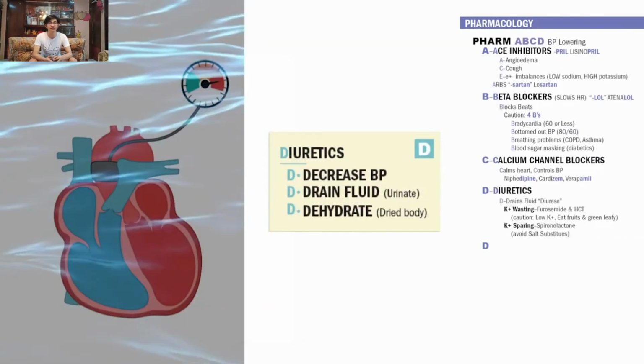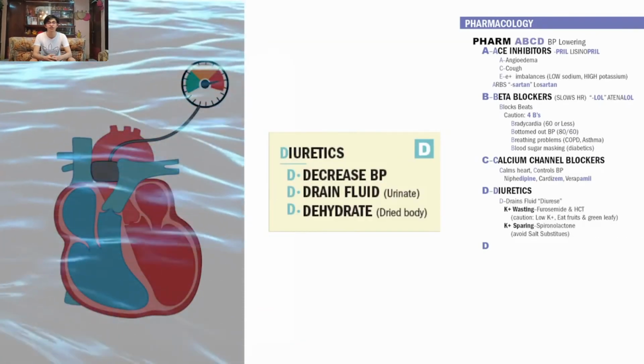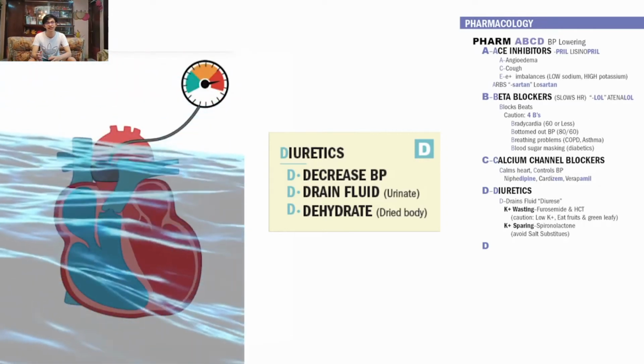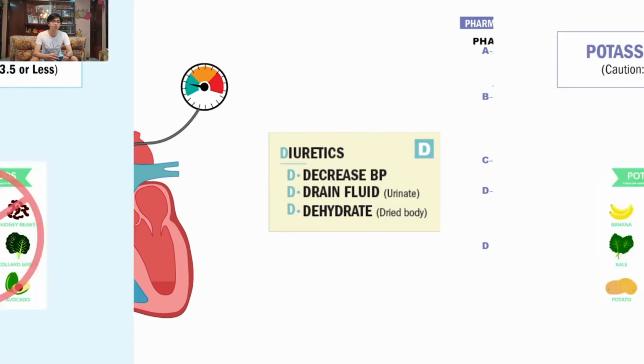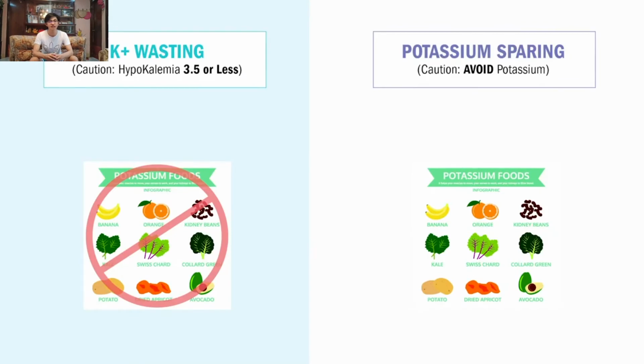D is for diuretics that decrease blood pressure, drain fluid, and can dehydrate the body. This decreases the workload of the heart. This is divided in two types, which are potassium wasting and potassium sparing. In potassium wasting, examples are furosemide and hydrochlorothiazide. This rhymes with dried.